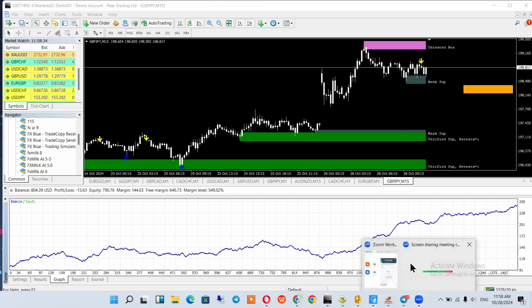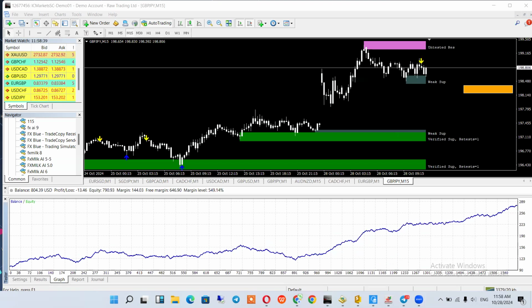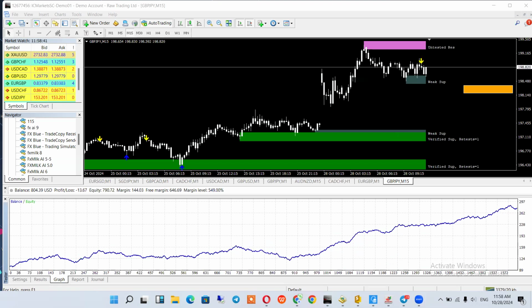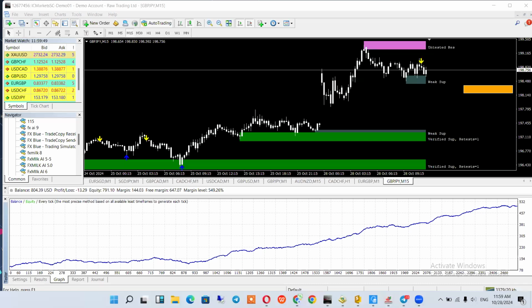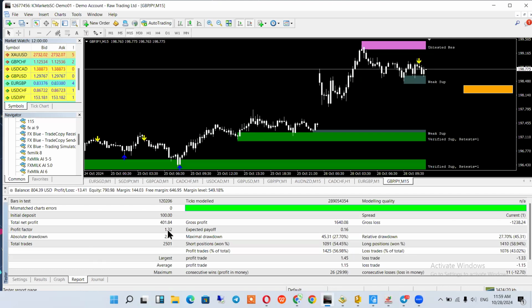All right, so the system is done. So let's check the reports. It says the absolute drawdown here is $2. Profit factor remains 1.32. Total net profit is $401, sorry, $401.